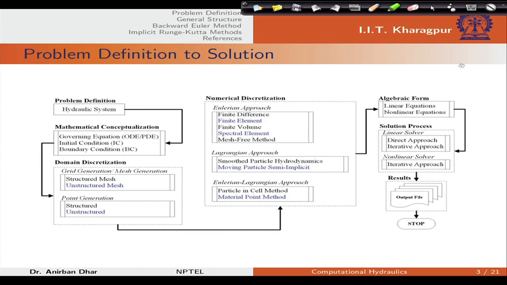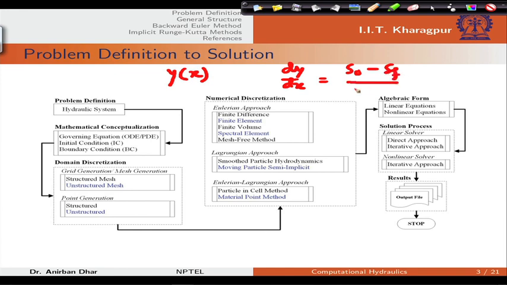Problem definition to solution, this is our general framework. In our previous lecture class we got the solution, which is y as a function of x, from the governing equation dy by dx equals S naught minus Sf over 1 minus Fr square, and this is an initial value problem. From our definition we do not need a boundary condition in this case; a one-sided initial condition is there. So, this is our first order ODE.